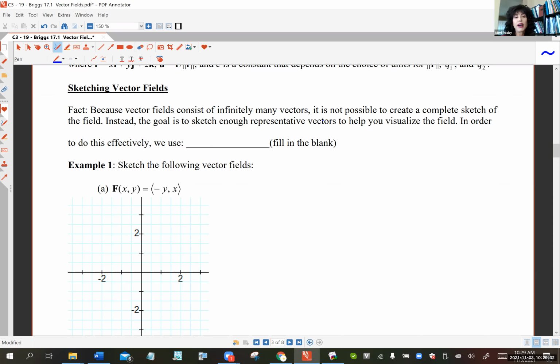Well, how can I get by and sketch the least number of vectors possible, but still maintain the flavor of the vector field? And the answer to that is you sketch enough representative vectors to help you visualize the field. And the way you do it is you use level curves in scalar fields. Well, what the heck is that? I'm going to get into it. So as I do this next example, you'll see exactly how I roll.